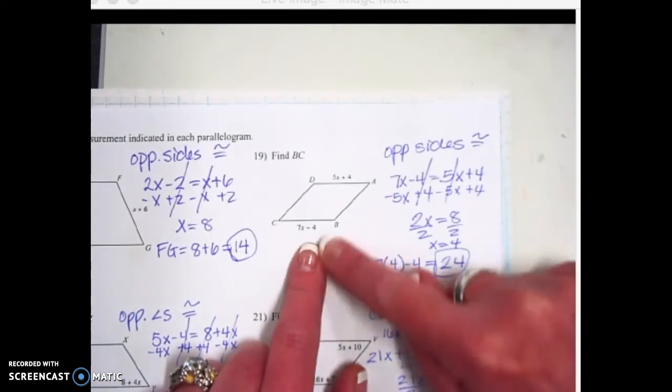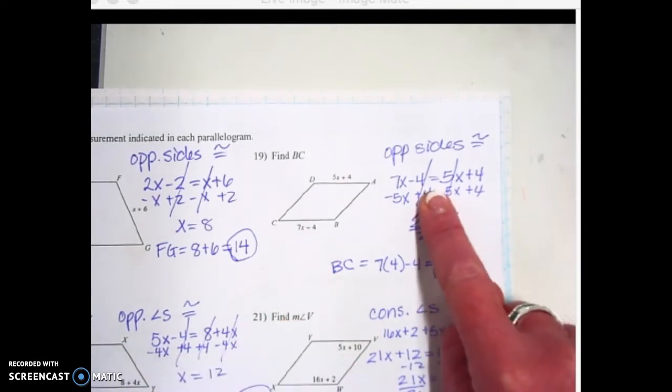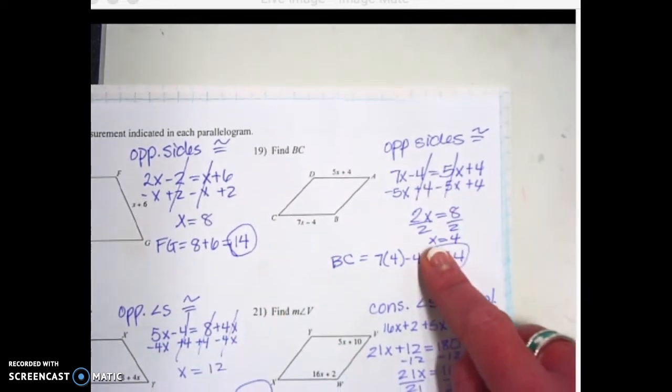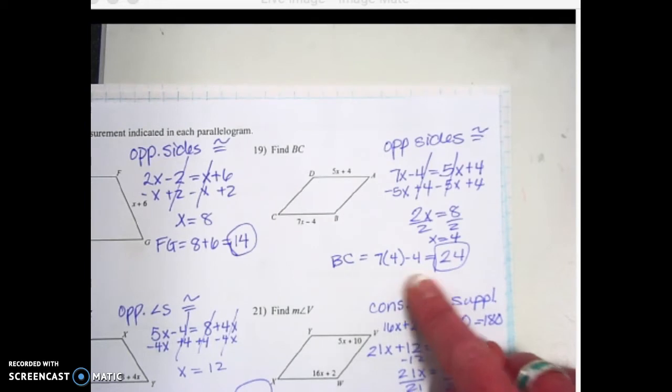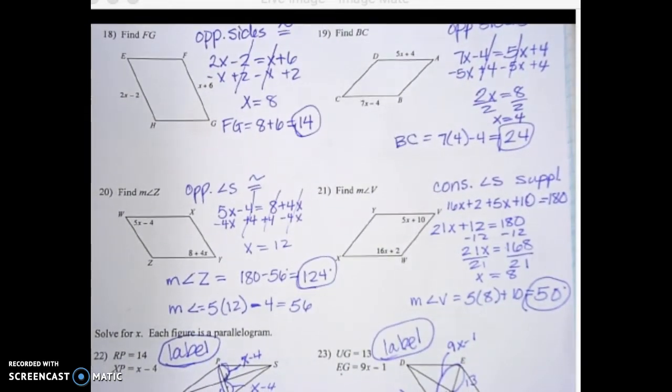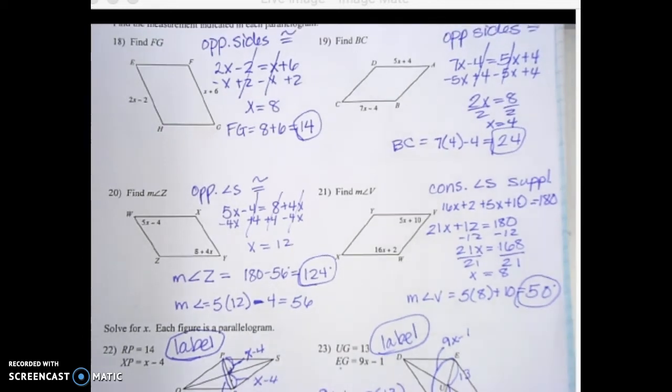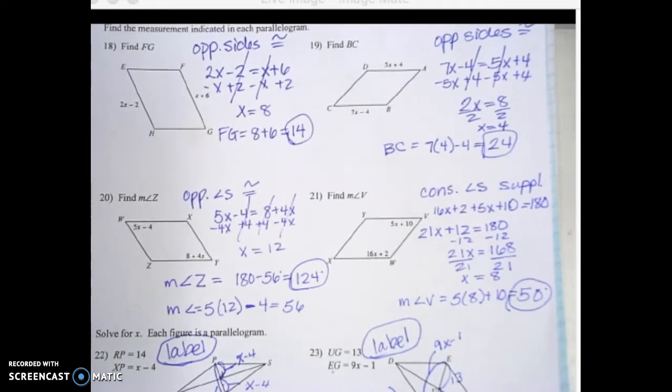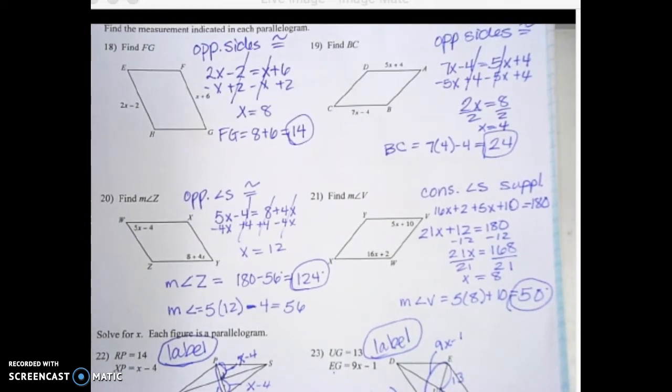19 is the same way. They're opposite sides, they're congruent, so put an equal sign between them. Solve for your x, plug it back in, you should get 24. 20 and 21 have to do with their angles, and you have to really look and see, are the angles opposite or are the angles consecutive?